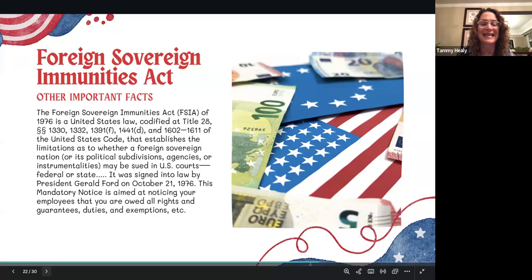This mandatory notice is aimed at noticing your employees that you are owed all rights and guarantees, duties, and exemptions. So the interesting thing about the de facto government is that while they were taking away all your assets and stripping you and robbing you and misidentifying you, they put into law in their codes exemptions. And so this Foreign Sovereign Immunities Act is basically telling them that you are well aware of your exemptions, and by law, they are to abide by it.